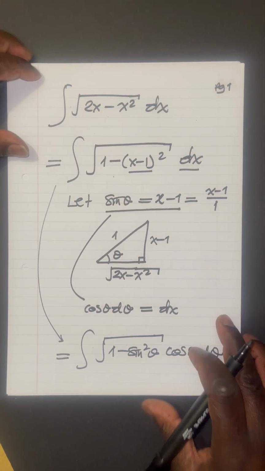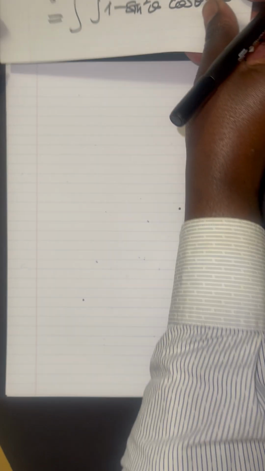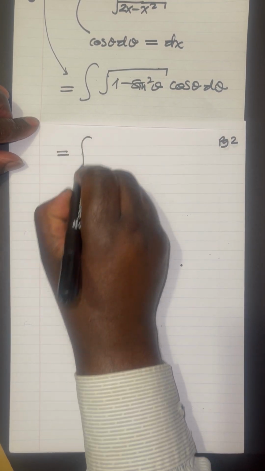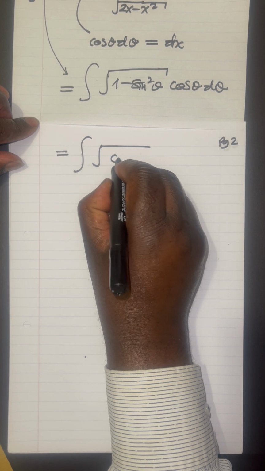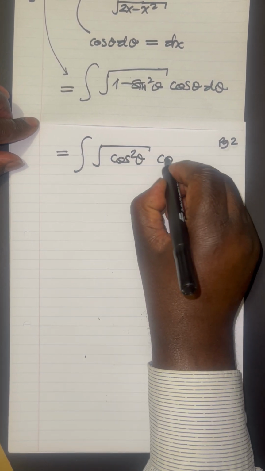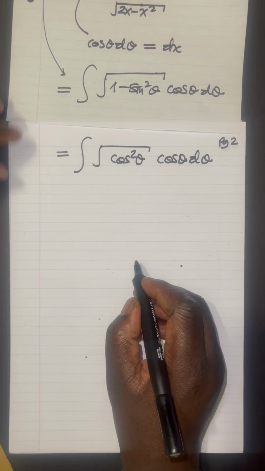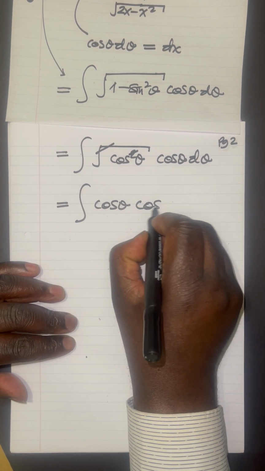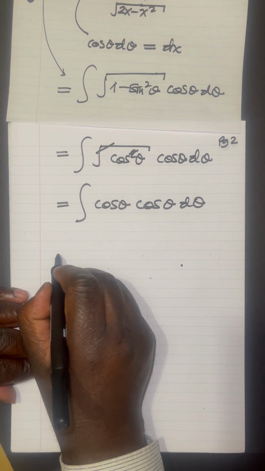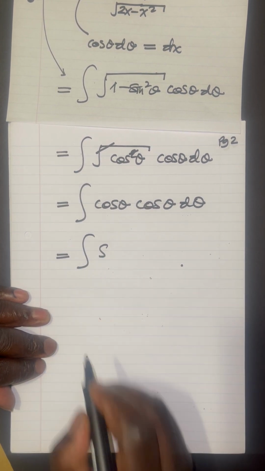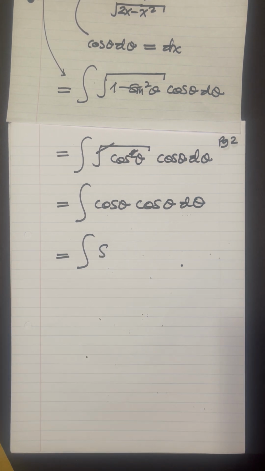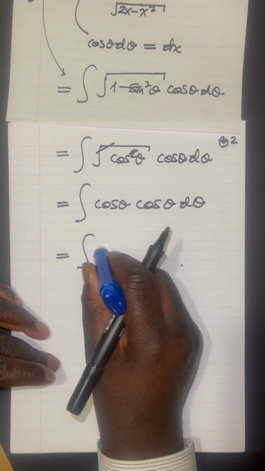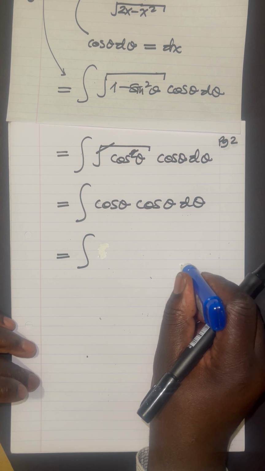We have this integral taking us to page 2. The integral now changes to the integral of the square root of cos squared of theta. Outside we have cos of theta and d theta. Now you agree with me that this cancels that. So now we have the integral of cos of theta times cos of theta d theta. And you agree with me that this is the same as the integral of cos squared, not sine. Cos squared theta. Let me remove this part here. My hand misbehaved there. So now we have the integral of cos squared theta, and then we have d theta there.